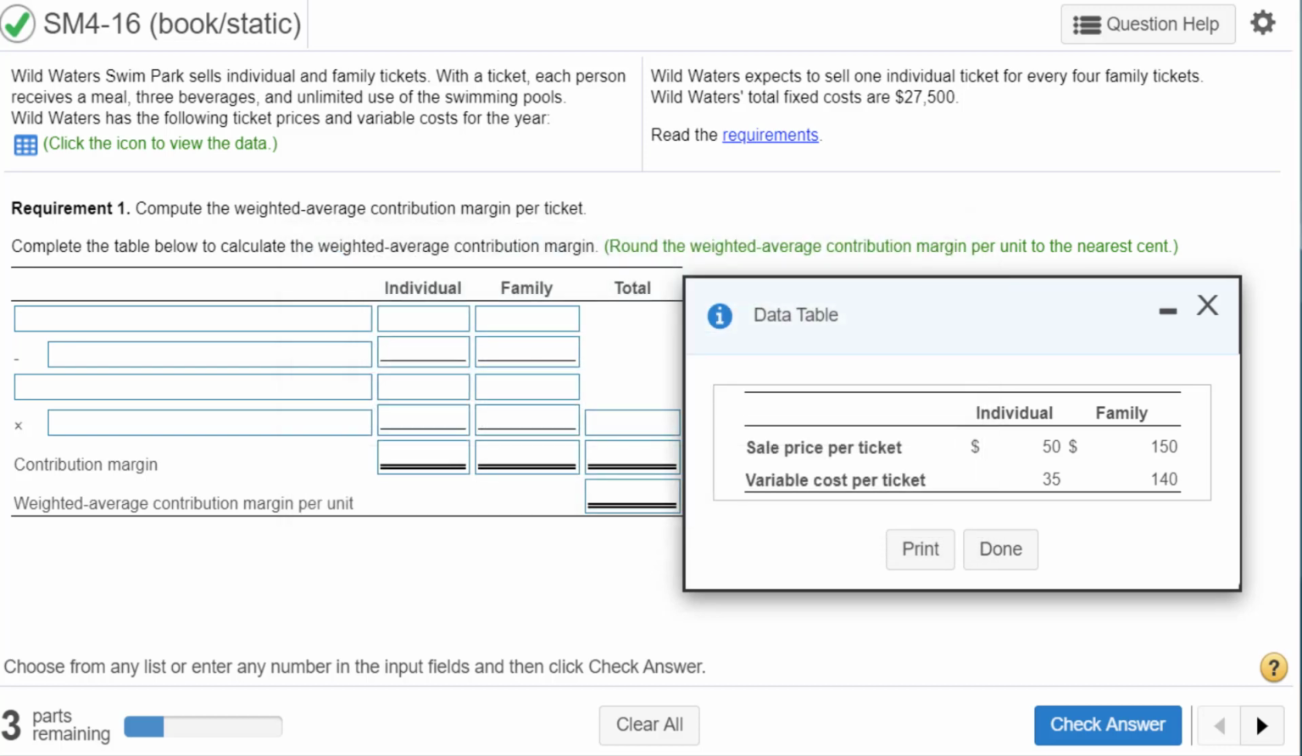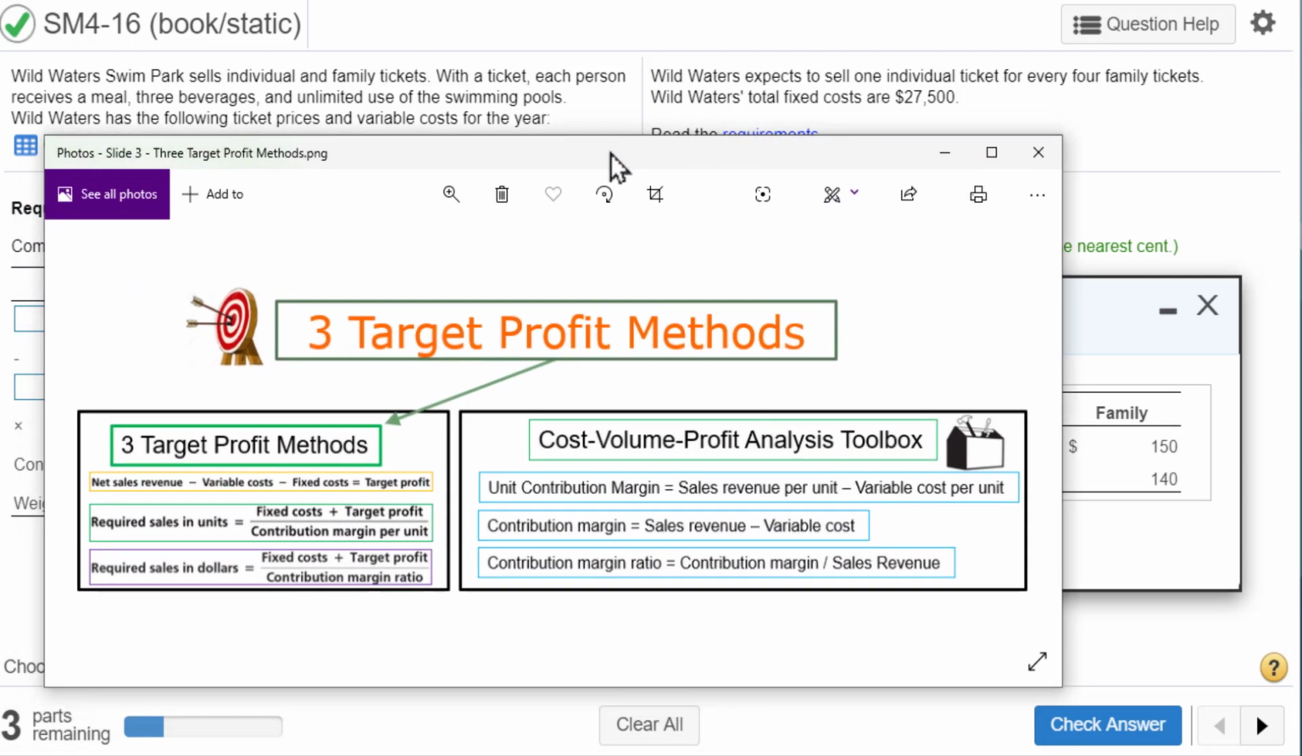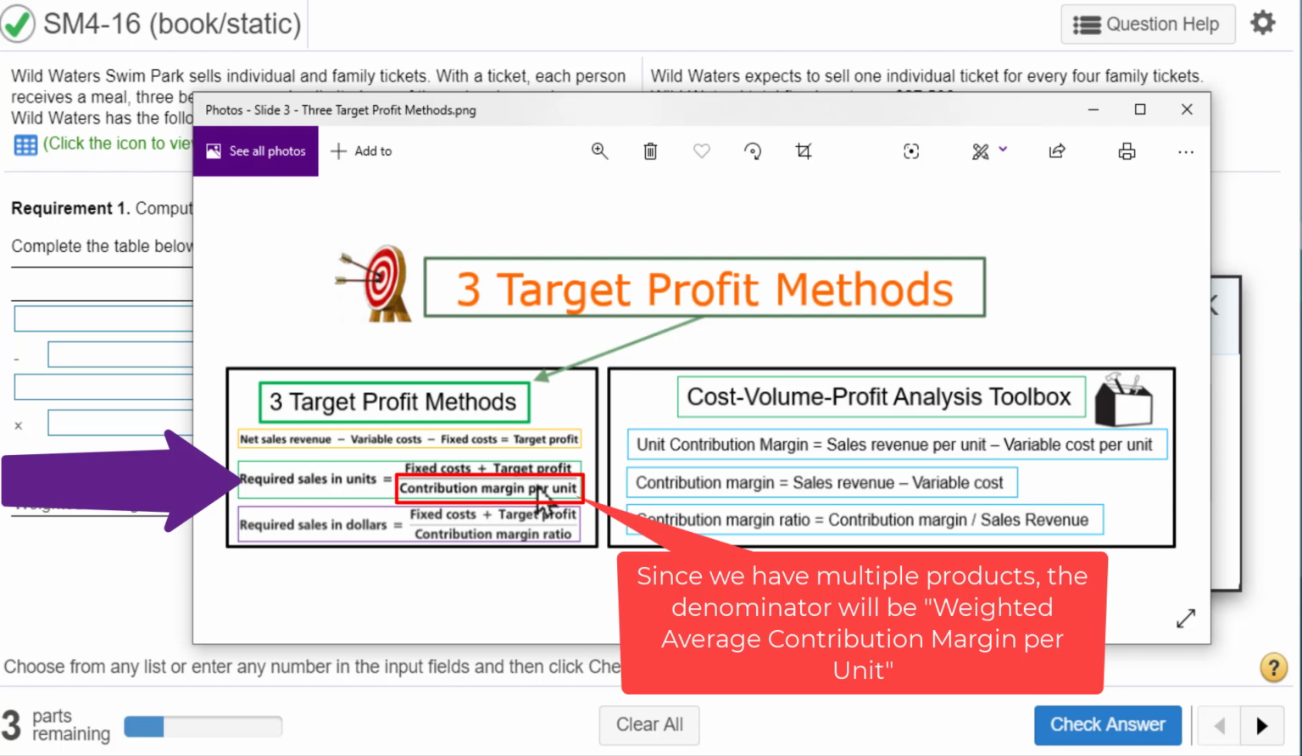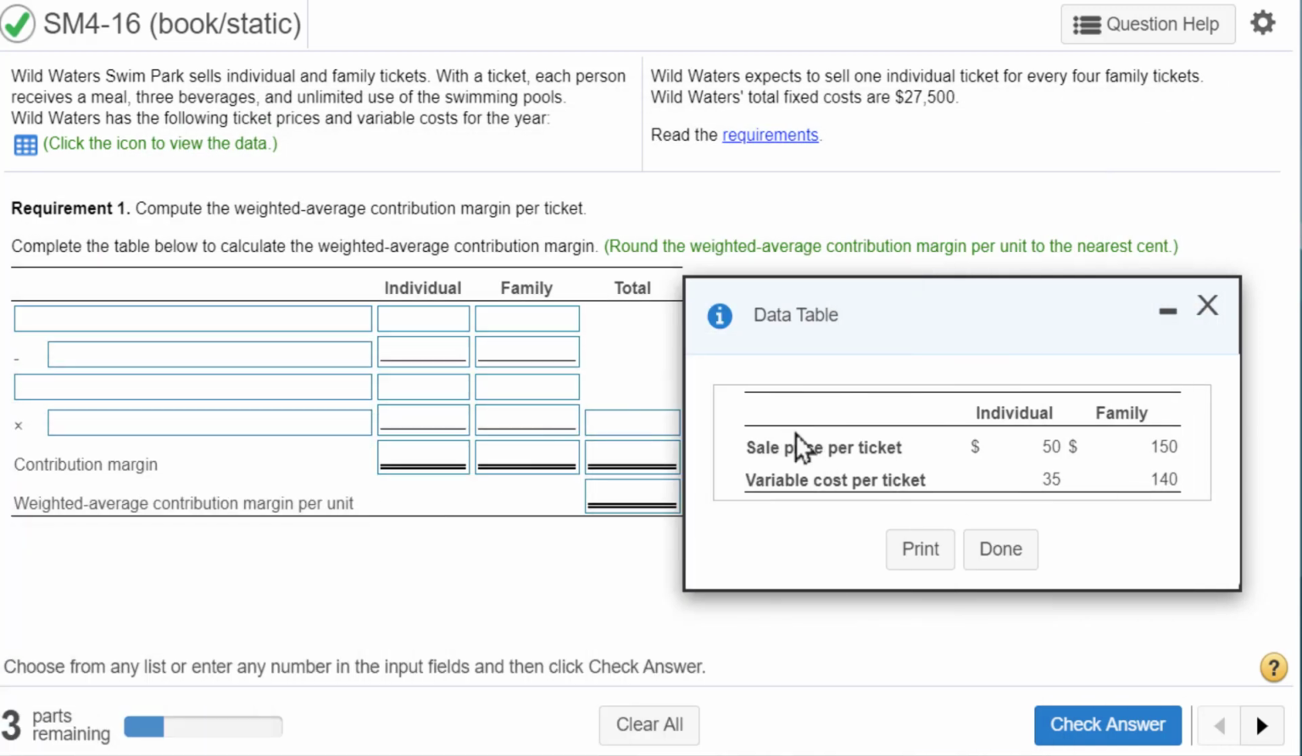And the break even analysis is basically just a target profit of 0. So normally we would just use this formula: required sales in units equals fixed costs plus target profit divided by contribution margin per unit. But this time, since we have more than one product, the denominator instead of contribution margin per unit is going to be the weighted average contribution margin per unit. So how do we calculate the weighted average contribution margin for 2 products?